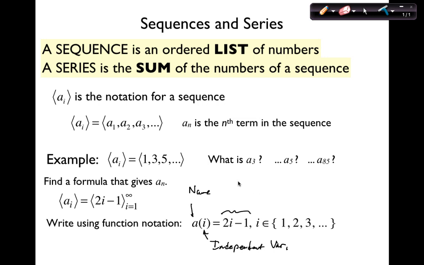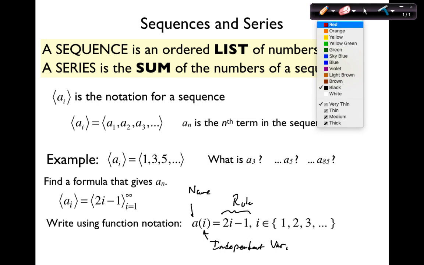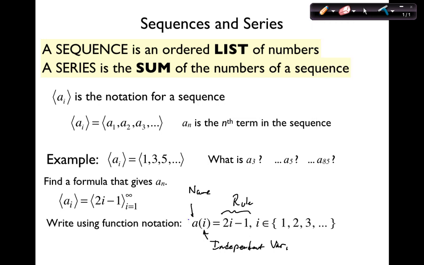But if we wanted to represent values of the dependent variable, how would we represent values of the dependent variable? Please know this. We've been working on it all semester. What's that? A of i, right? A of i. Function notation gives you values of the dependent variable. We've been working on that all semester.